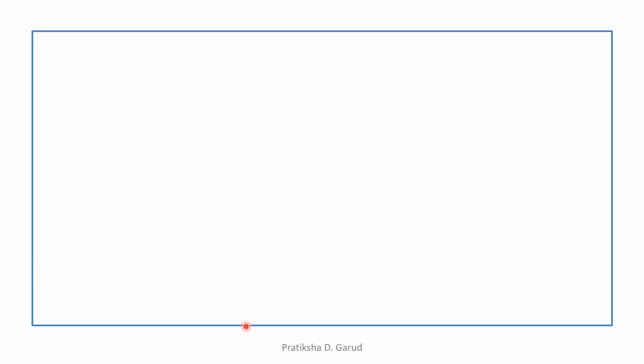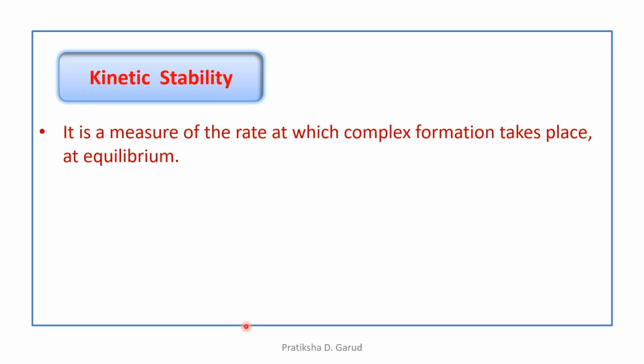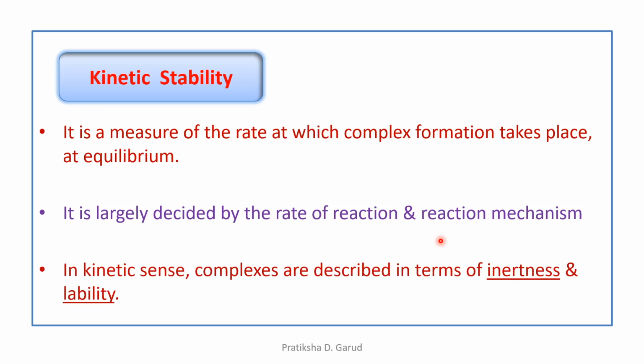Let's move to the second, the kinetic stability. What is this kinetic stability? It is a measure of the rate at which complex formation takes place at equilibrium. It is largely decided by the rate of the reaction and also the reaction mechanism. In the kinetic sense, complexes are described in terms of inertness and lability, while in the thermodynamic sense, they are described in terms of stability and instability. So this is the thermodynamic stability and the kinetic stability.